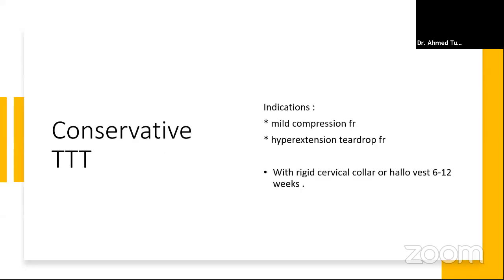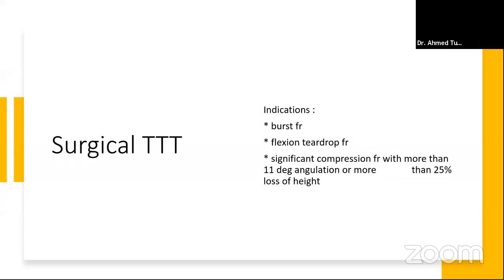We are going now for treatments. We have conservative treatment and operative treatments. When to apply the conservative treatments? In a mild compression fracture and in a stable hyperextension teardrop fracture. This can be with a rigid cervical collar or halo vest for 6 to 12 weeks.